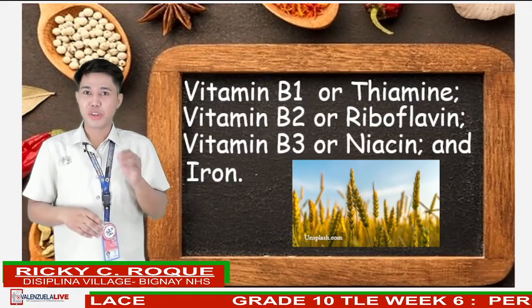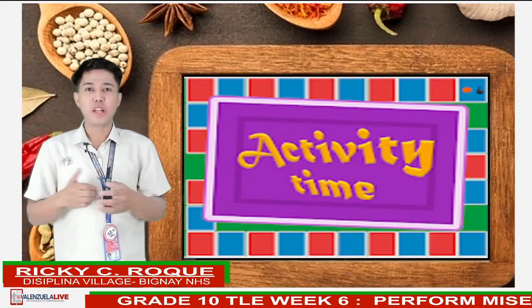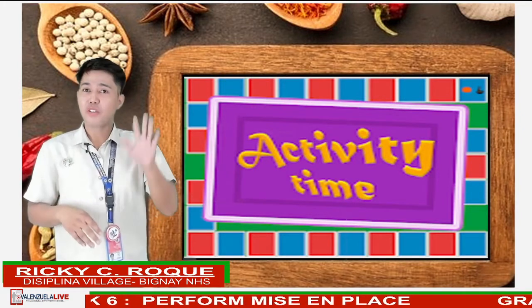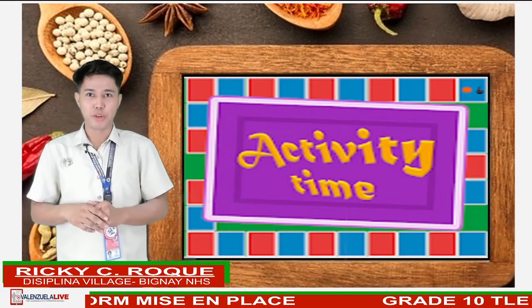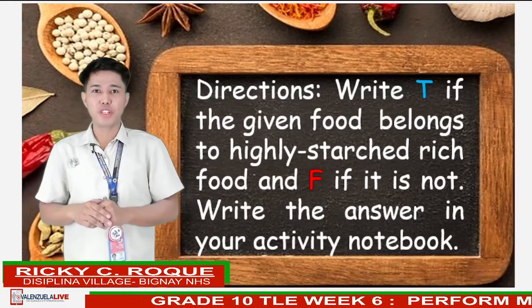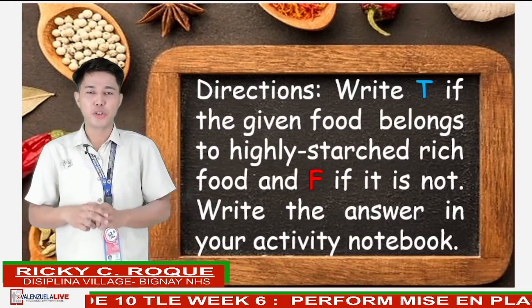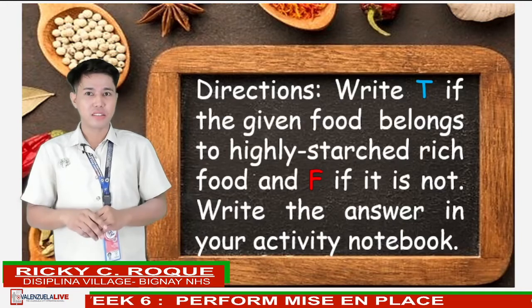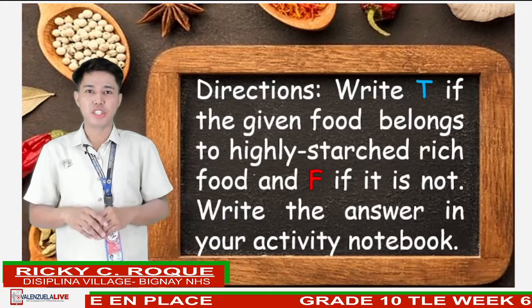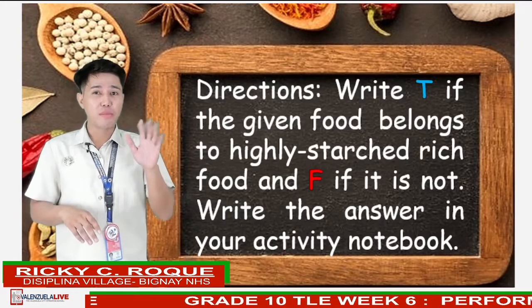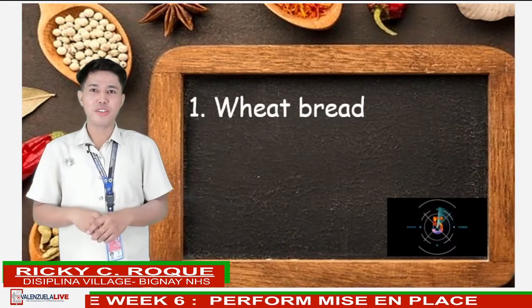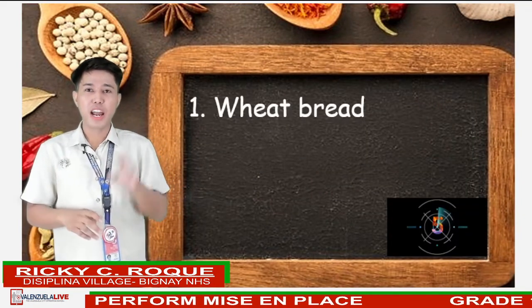Let's see if we can apply what we've learned a while ago. You will be given 5 seconds to answer each number. Let me read the directions. Write T if the given food belongs to highly starch-rich food, and F if it is not. Write the answer in your activity notebook, or you may type it in the comment section below. You will be given 5 seconds. Let's proceed. Number 1 is bread. Five seconds.